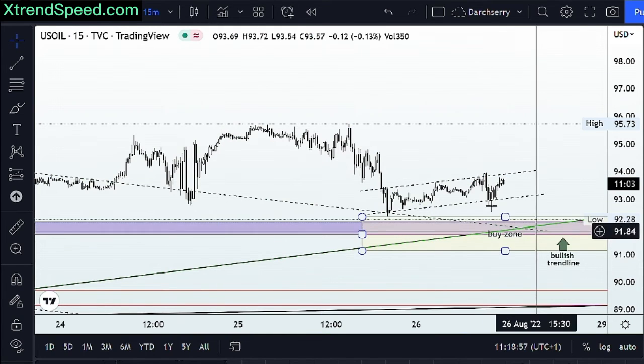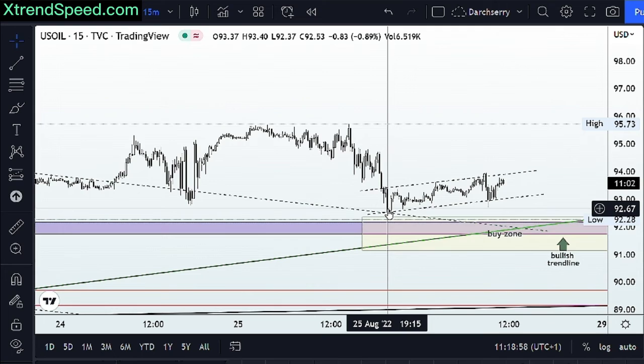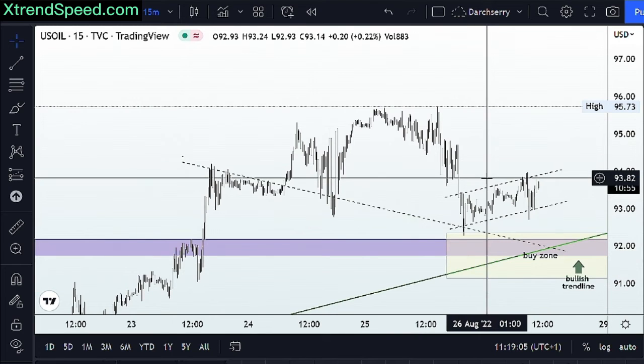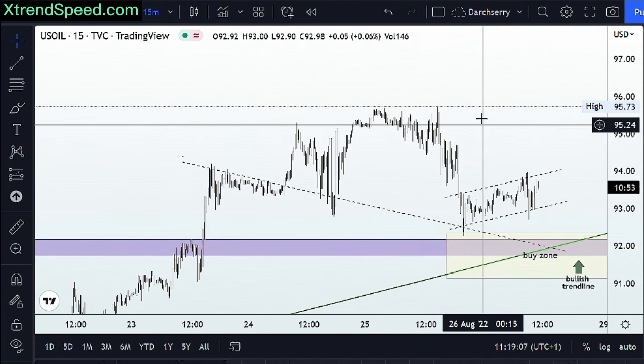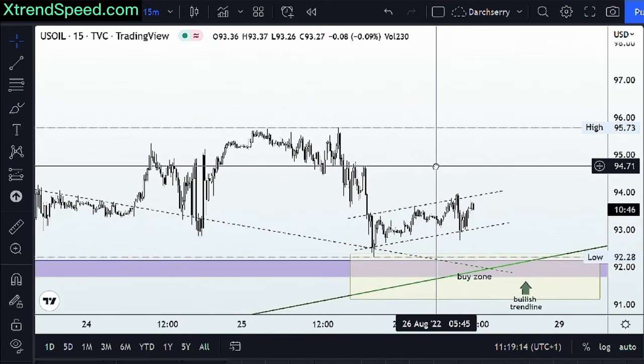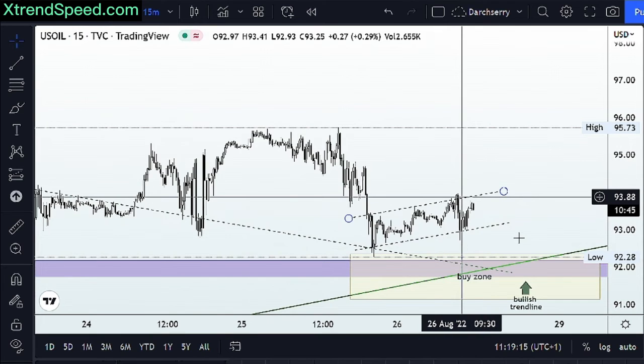Price is caught in a consolidation phase since the later part of the New York session yesterday, giving us a clue into the indecision that has gripped the market at this point. So now that we have this setup, what we want to be doing is to look out for a breakout of the structure to give us a signal of where price is heading.